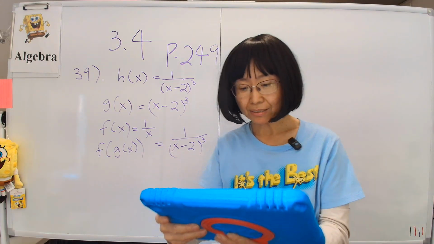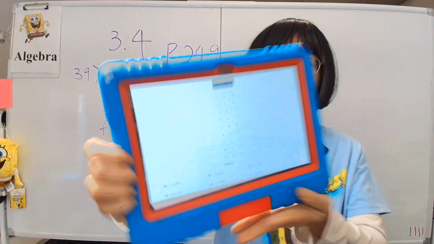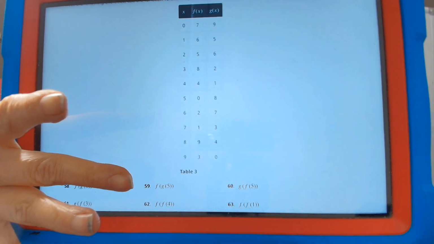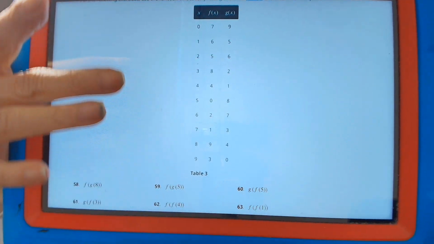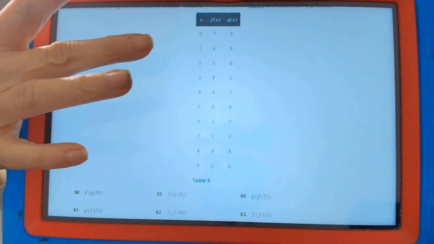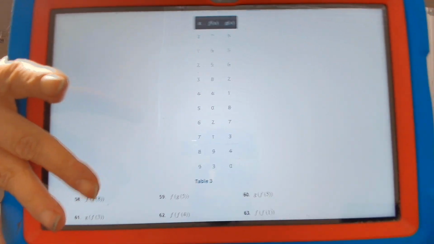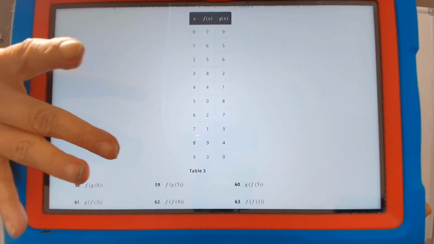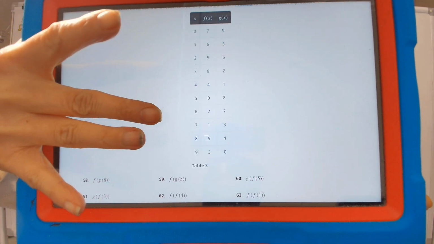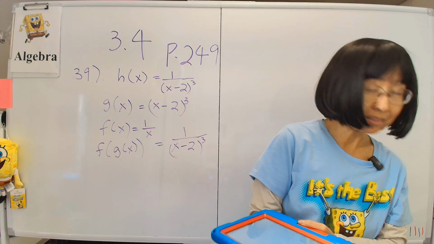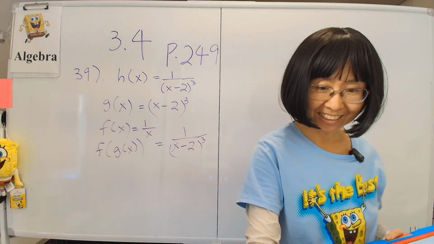So next, let's consider problem 63, where we're supposed to calculate f of f of 1. There's the problem at the bottom there. First, let's calculate f of 1. According to the chart, f of 1 is 6. See, it says right there. But we have to put the 6 in there and calculate f of 6. f of 6 then is 2. So for problem 63, the answer is 2, and it is.